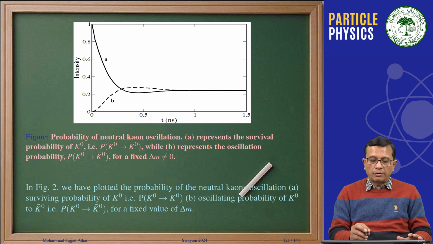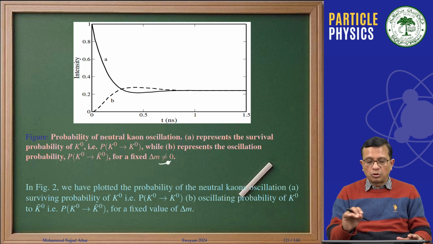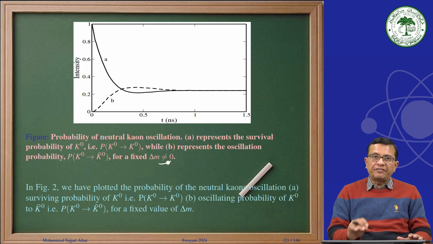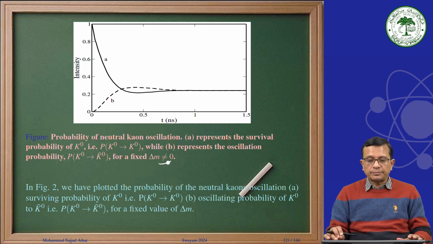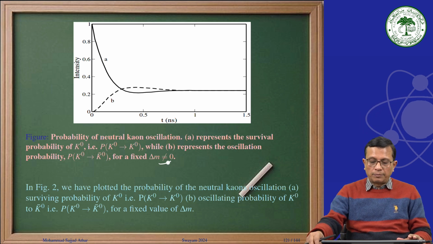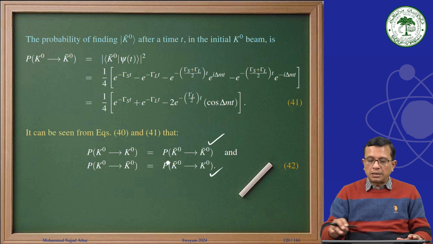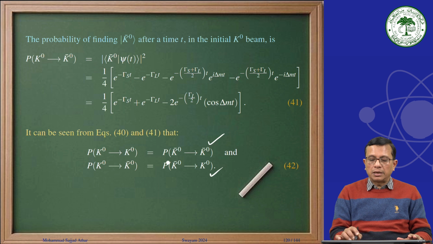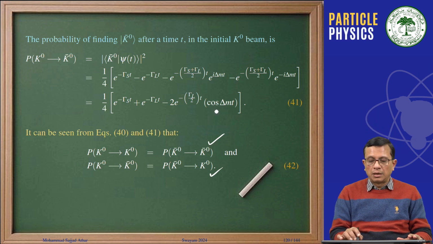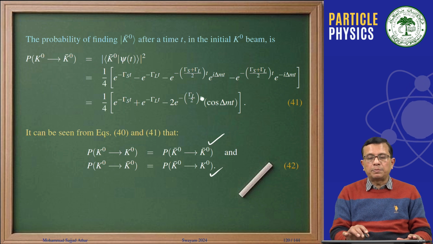This is for fixed delta M. That means your delta M is not equal to 0. Now, if you change this value of delta M, put different numbers, this dashed line will change. And as you can notice from the previous curve, if your delta M is 0, then this quantity is 1, and you have this expression: e to the power minus gamma S t plus e to the power minus gamma L t minus 2 e to the power this factor.